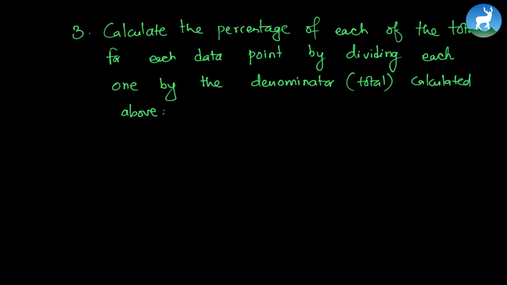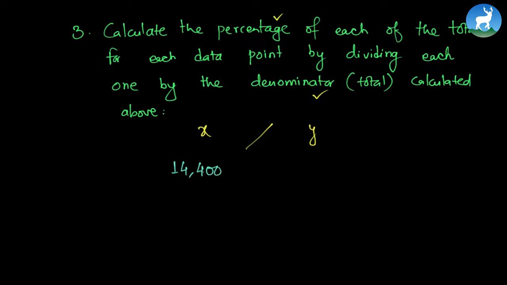That is, we are going to calculate the percentage of the total for each data point by dividing each one by the denominator calculated above. We already calculated the denominator, which turned out to be 48,000 rupees. Now we are going to divide each and every data by that specific denominator. Let's see how we do that. The first is X and another is Y. We're going to divide them, right? Let's start.